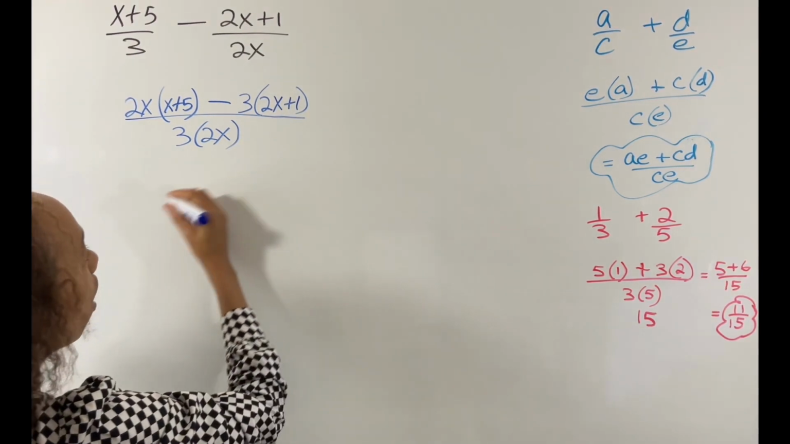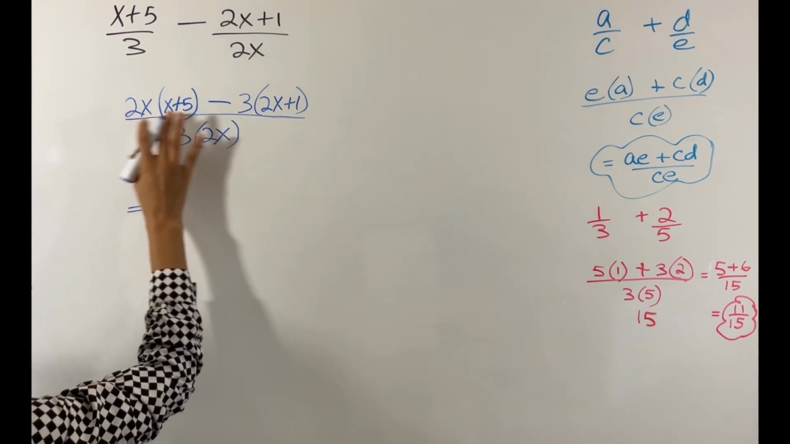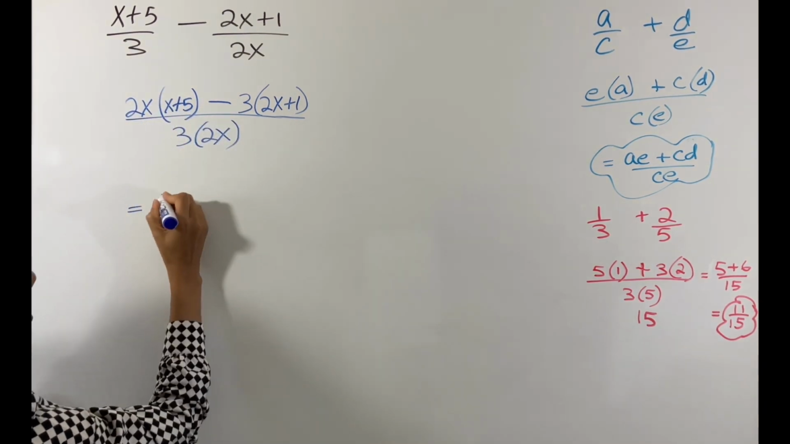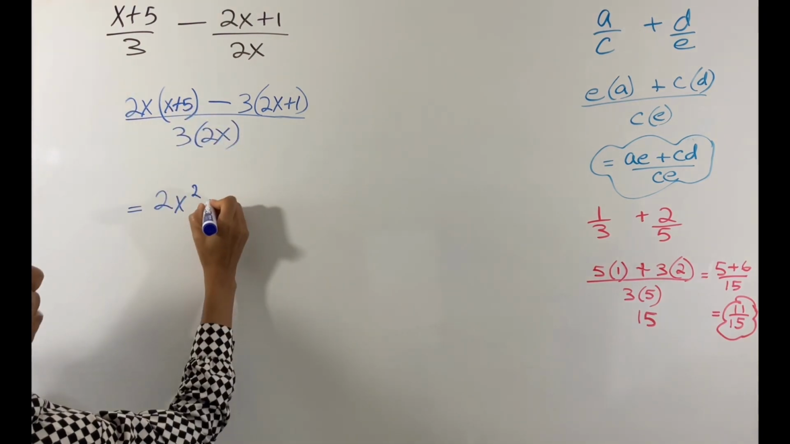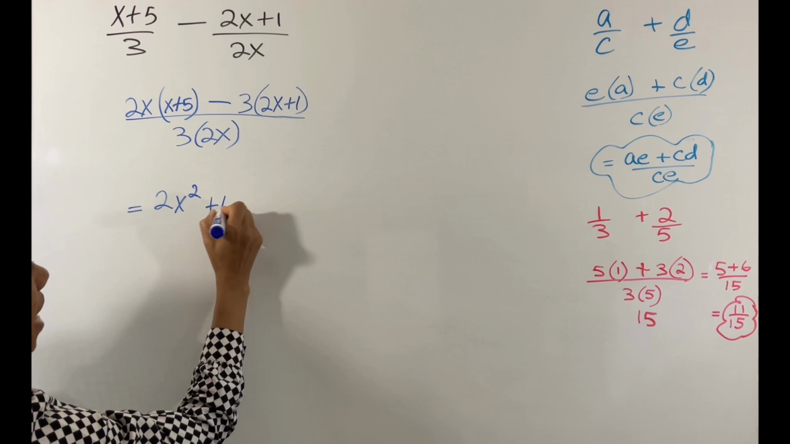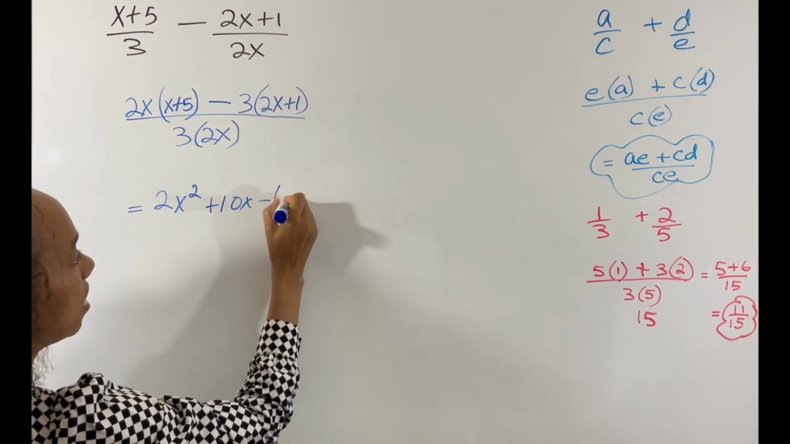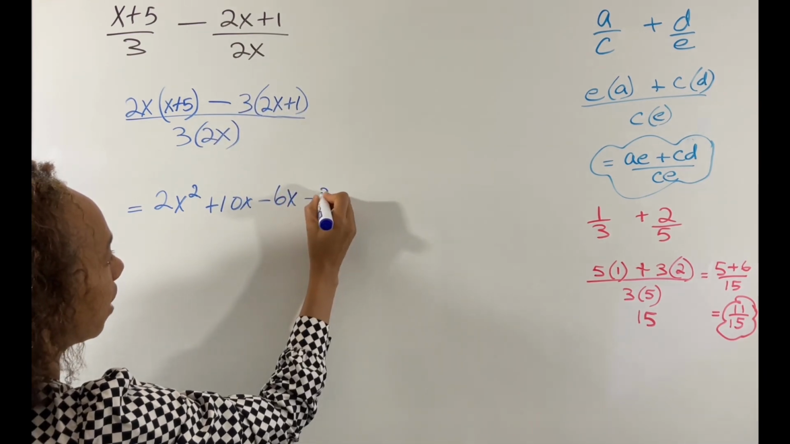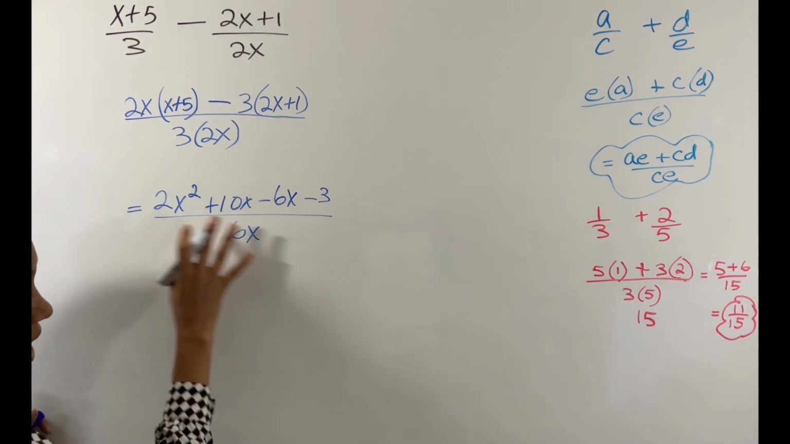So now you come down, right, and you're going to multiply this out. So you will have 2x times x is going to be 2x to the second power. 2x times 5 is going to be 10x. And negative 3 times 2x is going to be negative 6x. Negative 3 times 1 is going to be negative 3. You place that under 6x. You find you can change it now.